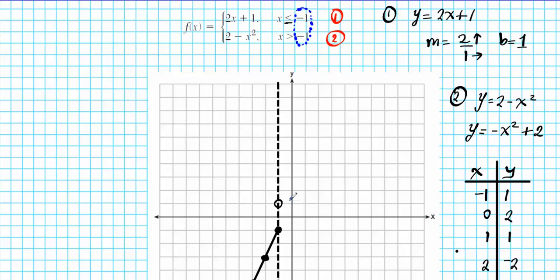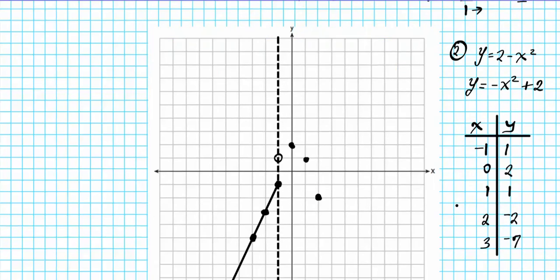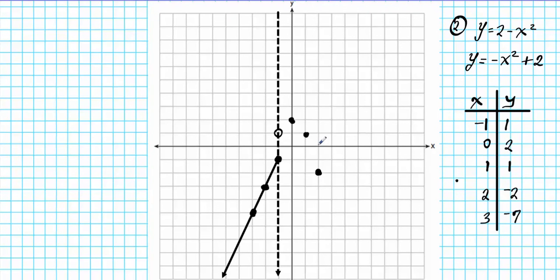Now the vertex 0, 2 is closed. Everything else is closed. 1, 1, 2, -2, and then the last one, 3, -7. So these are the points that define your quadratic function. So we'll just simply connect the dots.